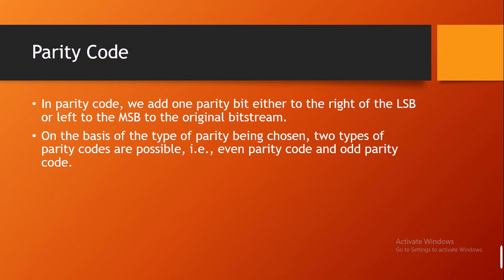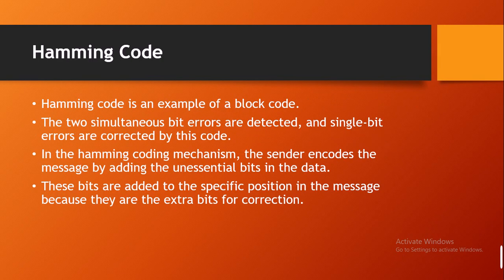In parity code, we add one parity bit either to the right of the LSB, or to the left of the MSB, that is the most significant bit, of the original bit stream. On the basis of the type of parity being chosen, two types of parity codes are possible, that is even parity code and odd parity code.